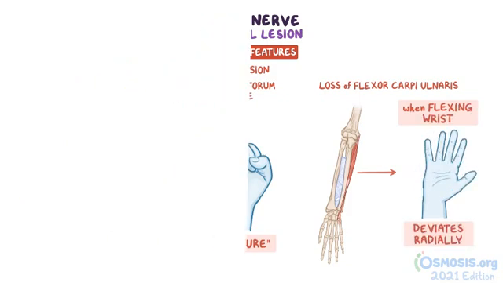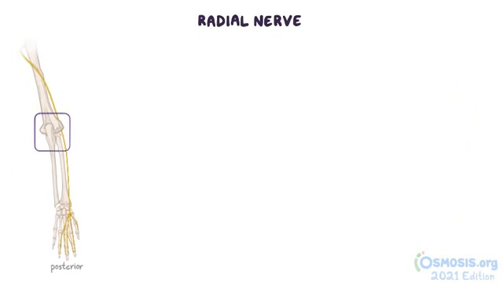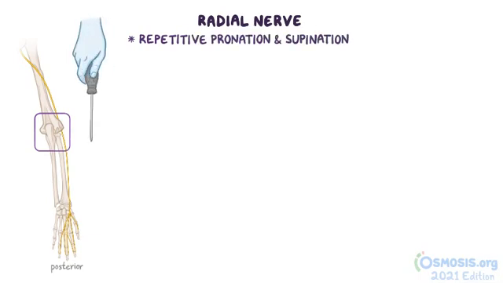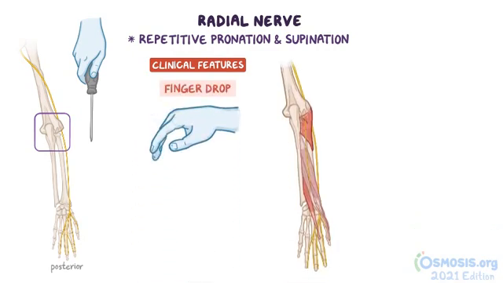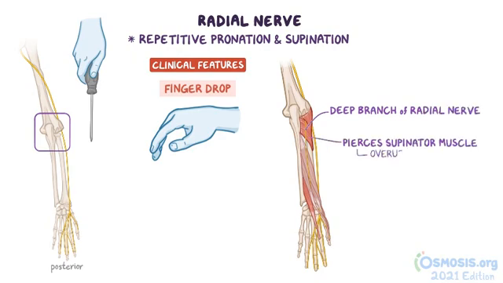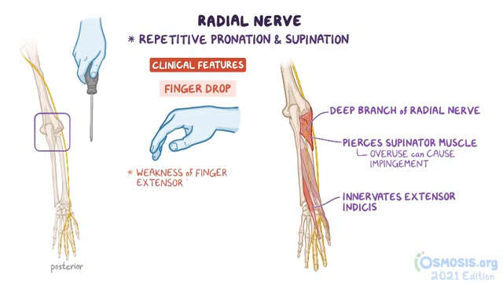Finally, radial nerve injury can happen a few different ways. First off, it can occur by repetitive pronation and supination of the forearm, for example, when using a screwdriver. In this case, it manifests clinically as finger drop. This occurs because the deep branch of the radial nerve pierces the supinator muscle as it travels distally, and overuse of supination can cause impingement here. After the supinator muscle, this branch goes on to innervate the extensor indicis, so reduced function of this muscle can result in a finger drop due to weakness of the finger extensors and unopposed action of the finger flexors.